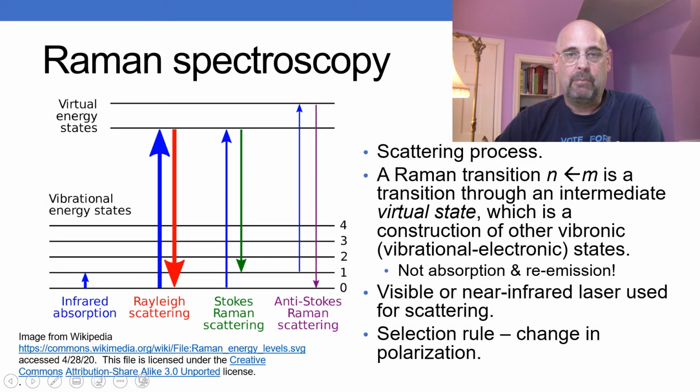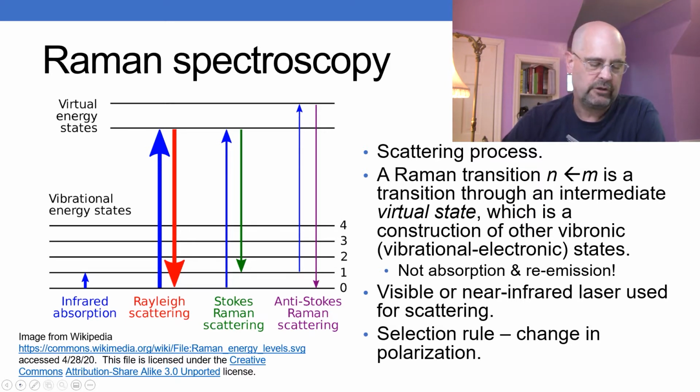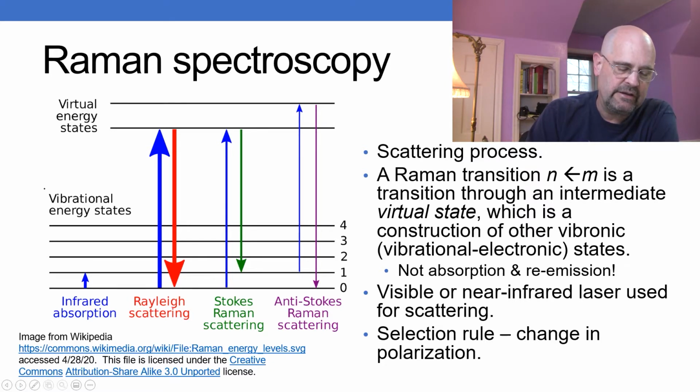The next thing I want to talk about is Raman spectroscopy. Raman spectroscopy is a scattering process. I've got a diagram here, an energy level diagram. First off, if we look to the left, we see the piece labeled infrared absorption. These are vibrational energy states in the ground electronic state.